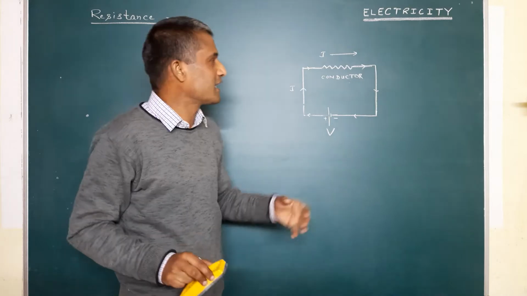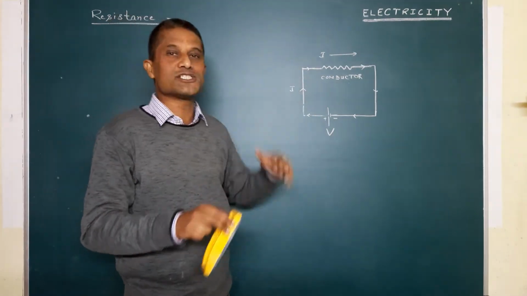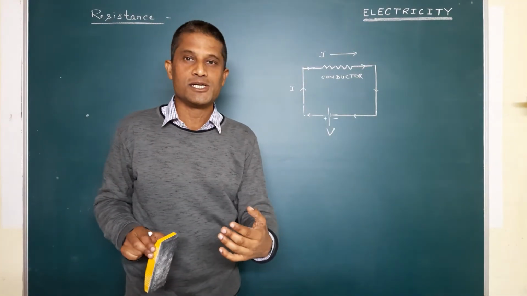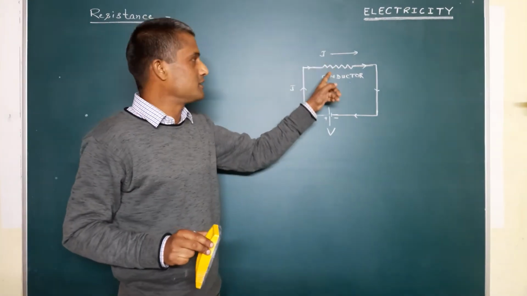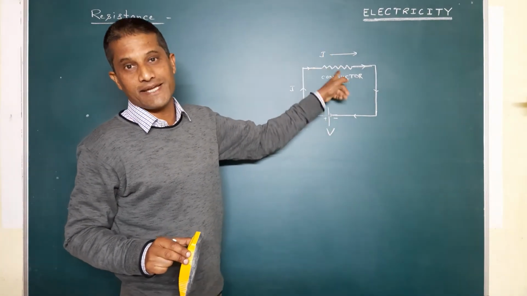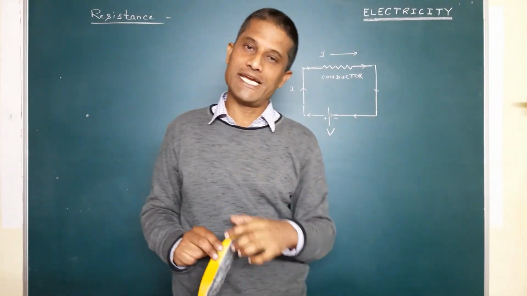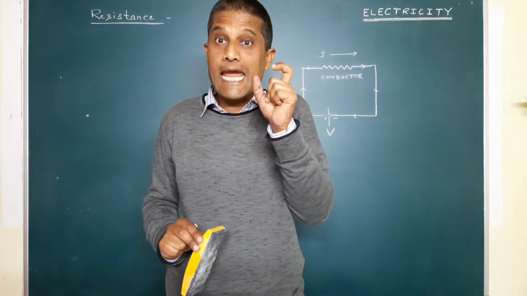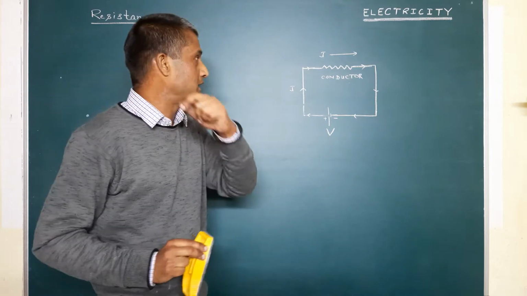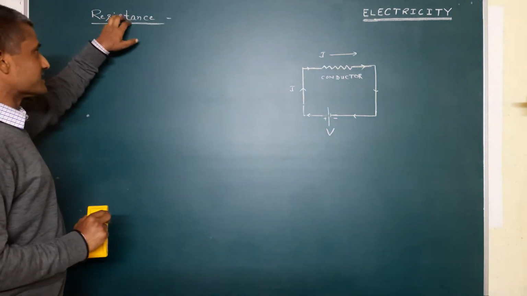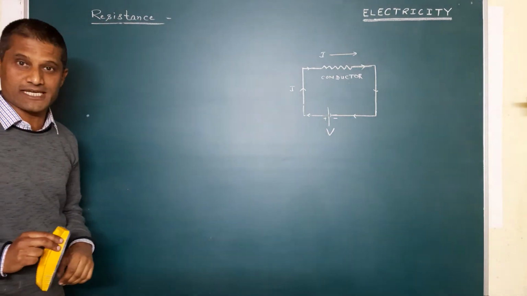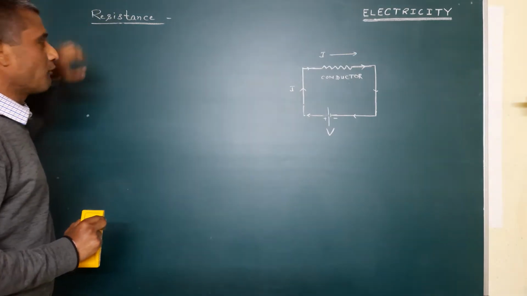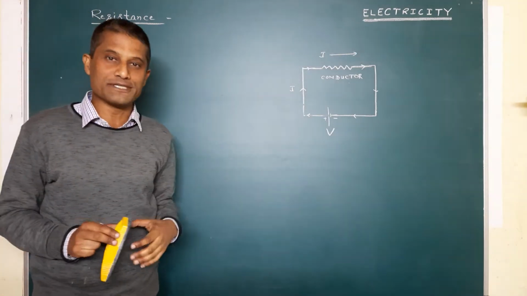Or in other words, there is always a hindrance to the flow of electric current in a given conductor. And the name of that hindrance, the name of that obstruction, the name of that interruption is known as resistance. That is called resistance. So firstly, we are going to focus on the meaning of resistance here.